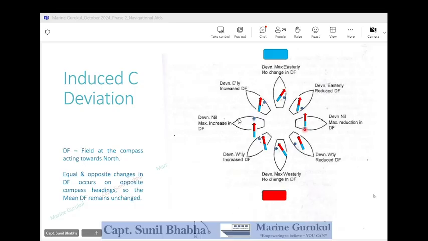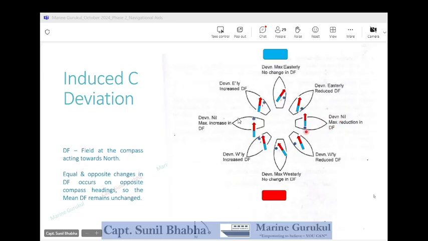Maximum deviation is generated when the disturbing pole or the disturbing force is at right angle to the compass needle, and no deviation is generated when the pole is aligned with the compass needle. So with the ship heading in the easterly direction, we have zero deviation, no deviation.